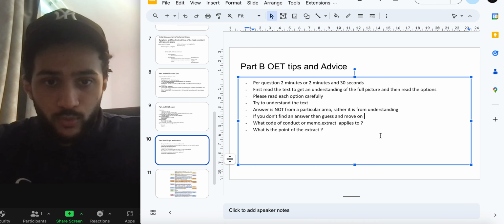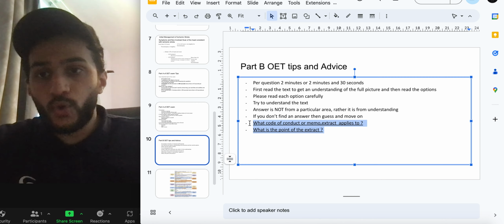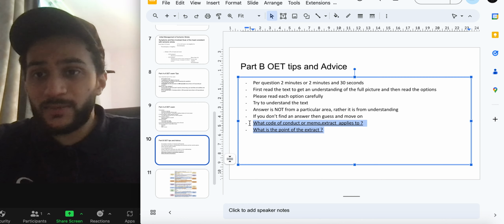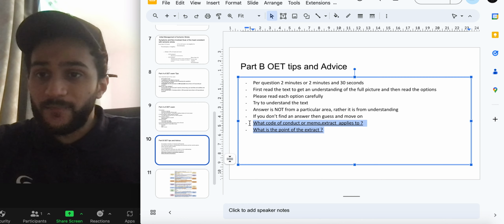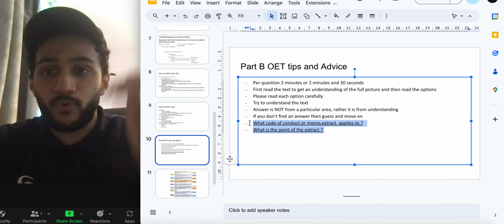What these top questions usually are, they usually are: what is the point of the extract? Or they sometimes ask, what is the point of the code of conduct? What is the point of the memo? What is the point of the extract? And sometimes they also ask, what is this code of conduct? What is this memo? What is this extract?